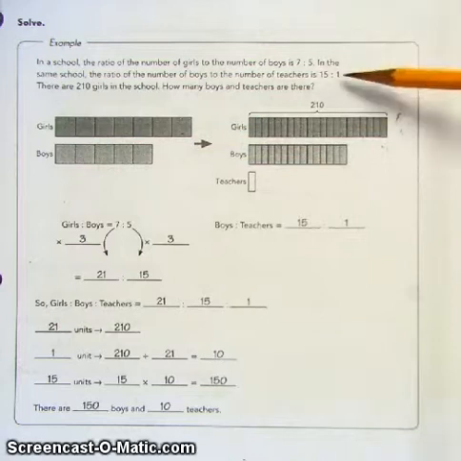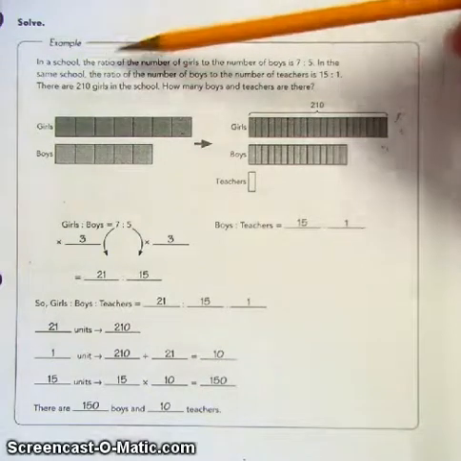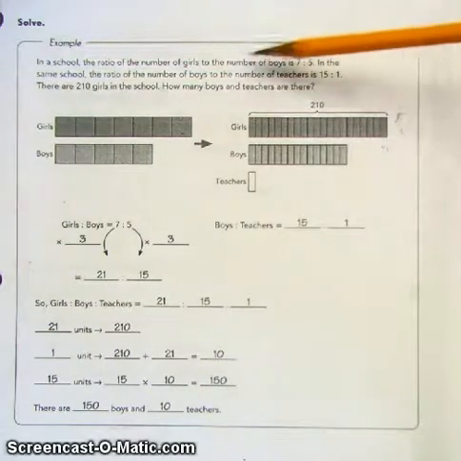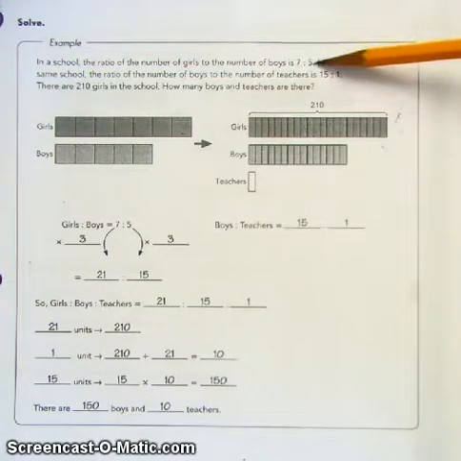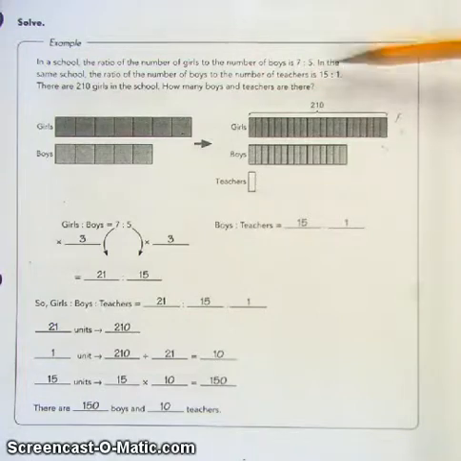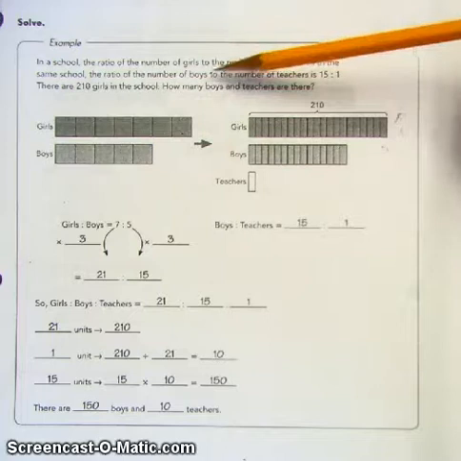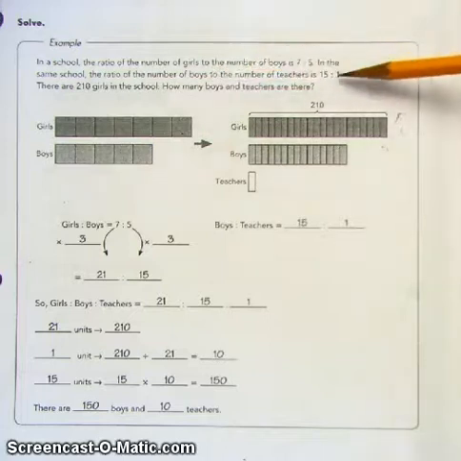But the reason we're going over this again is because they changed this ratio. They said in a school the ratio of number of girls to the number of boys is 7 and 5. So 7 girls and 5 boys. In the same school, the ratio of the number of boys to the number of teachers is 15 to 1.